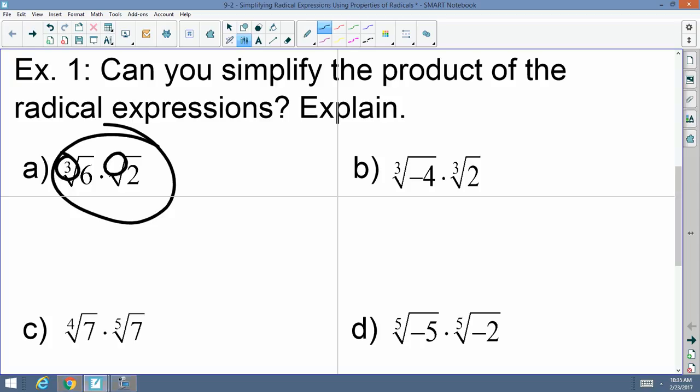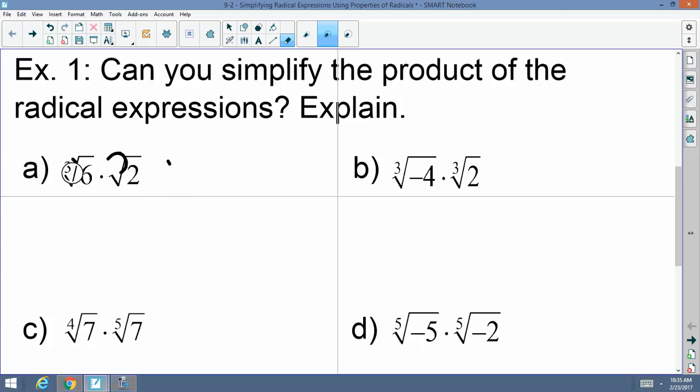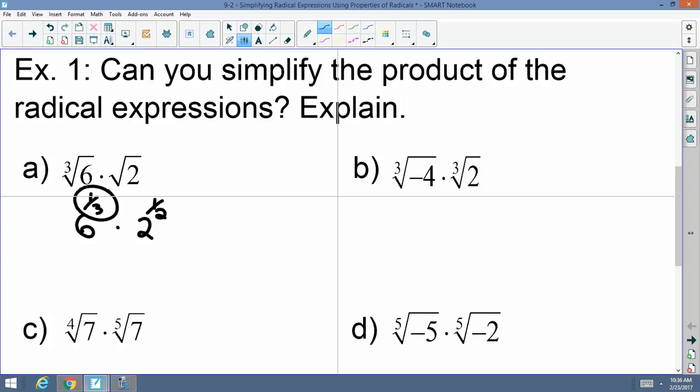Now, I can do this though, and I have to throw this at you because I've seen this on SATs, and I don't want you to get hurt. Isn't this 6 to the 1/3? And isn't this 2 to the 1/2? I can't multiply them yet because I don't have the same index. Can't I get a common denominator for the fractions 1/3 and 1/2? If this goes to 6, that goes to 2. This goes to 6, that goes to 3.